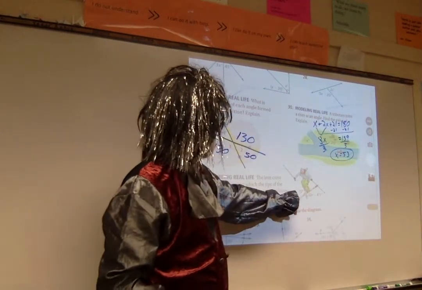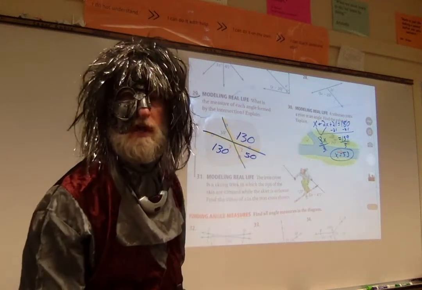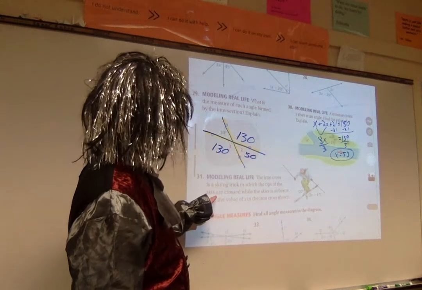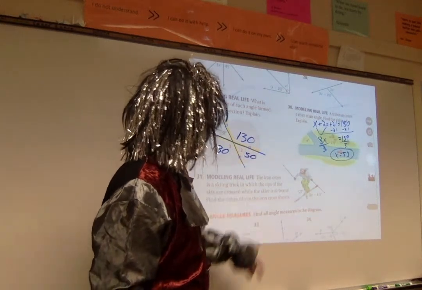All right, here we go. Look at that radical skier. The iron cross is a skiing trick. Did you all know that? In which the tips of the skis are crossed while the skier is airborne. Find the value of x in the iron cross.